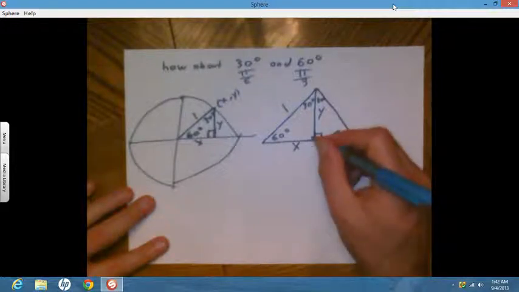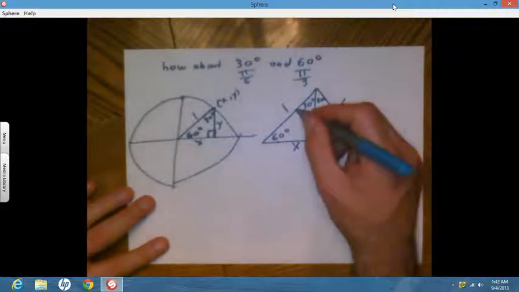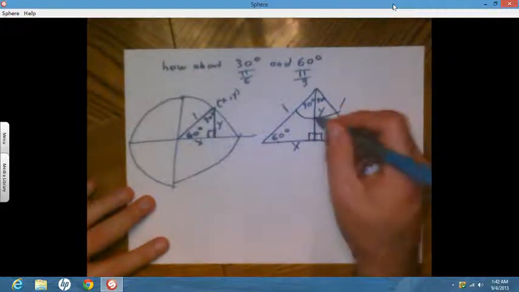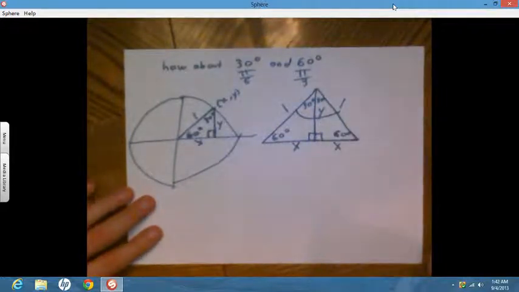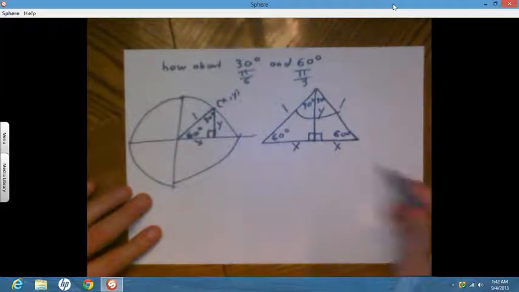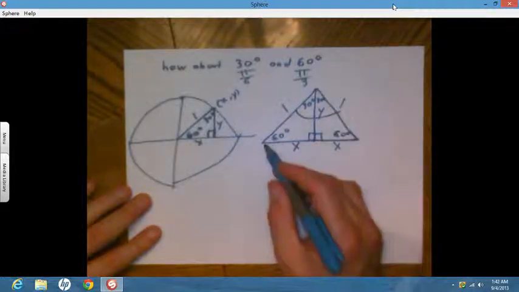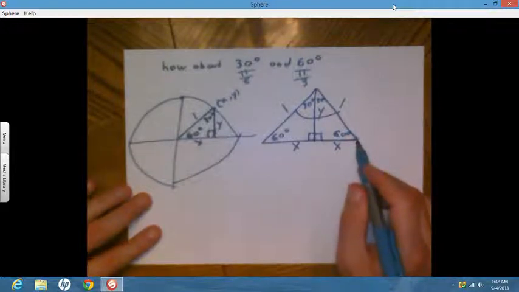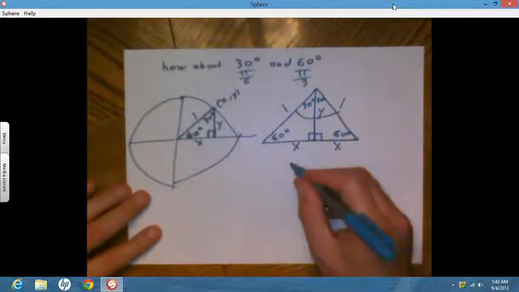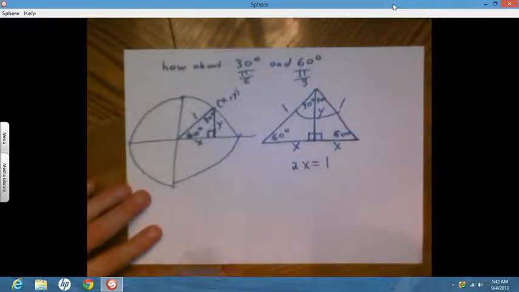Now this is 1 over here, but notice that this is 60 degrees, 30 and 30 gives me 60, so it's a 60, 60, 60 equilateral triangle. So that means that all the sides are equal. So this side is 1, this side is 1, this side is 1. But this is also 2x. So that tells me that 2x is also equal to 1, or x is equal to 1/2.